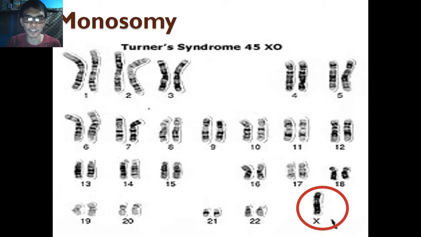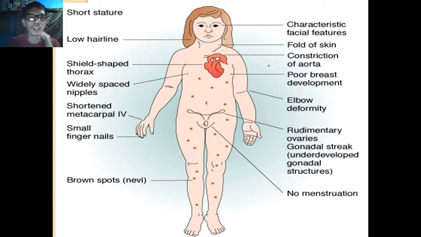So what will happen if the organism is missing one chromosome? In this case we have monosomy on number 23. 23 is the sex chromosome, and what will happen to the organism if it has only an X chromosome? We call it Turner syndrome, XO. This is what a person who has Turner syndrome looks like.